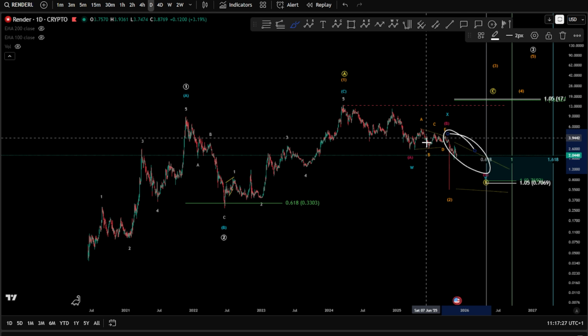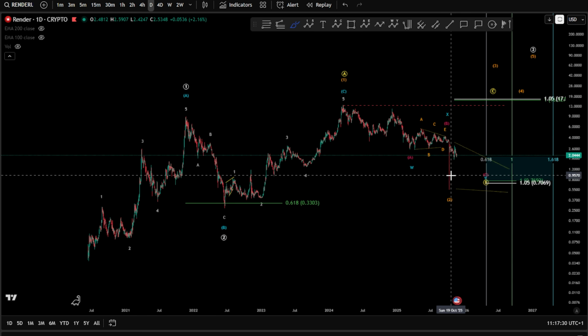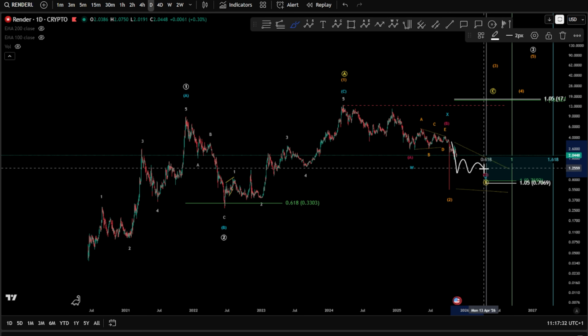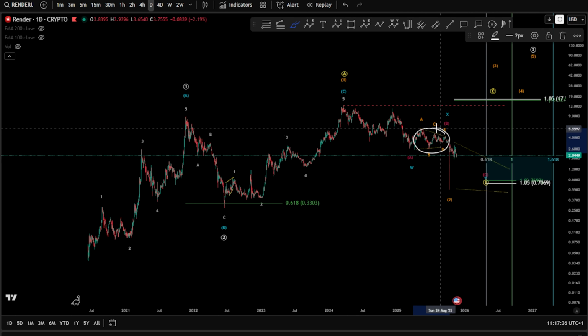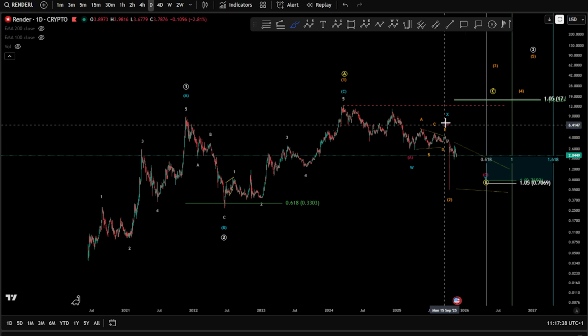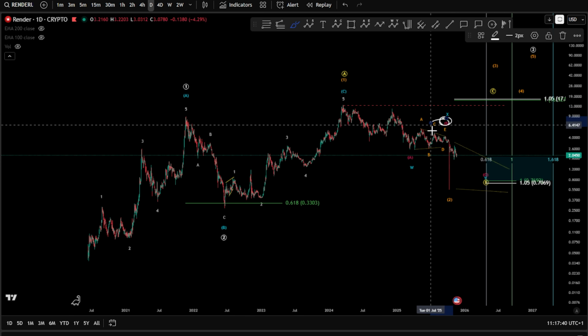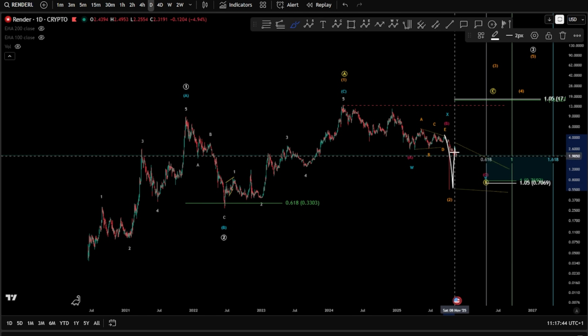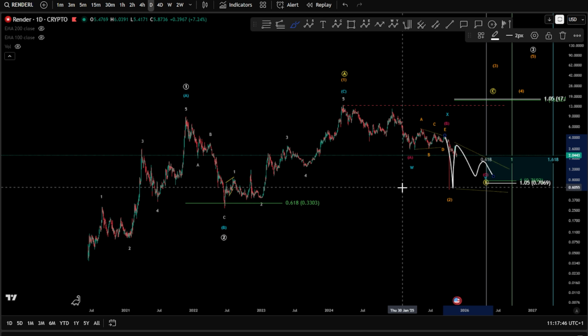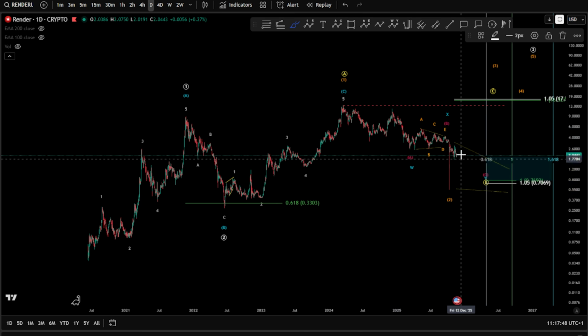We're gonna dive deeper inside it, of course, to see the possibilities. What are they? Now, a triangle is a little bit of a far possibility for Render because it already has a triangle wave here as a wave X or a wave B. Therefore, it's a very rare case to get another triangle here as an A, B, and a C, D, and an E. So we're gonna see, of course, what's gonna happen.